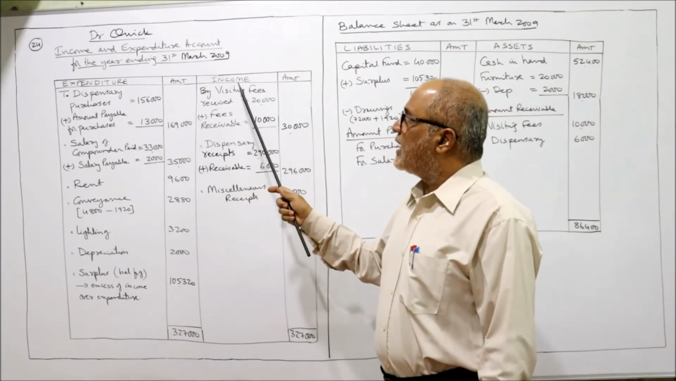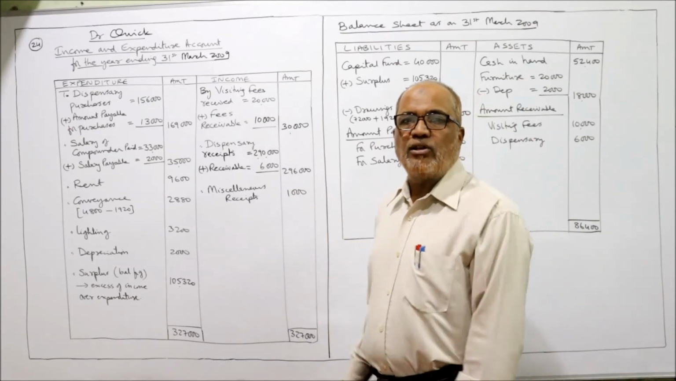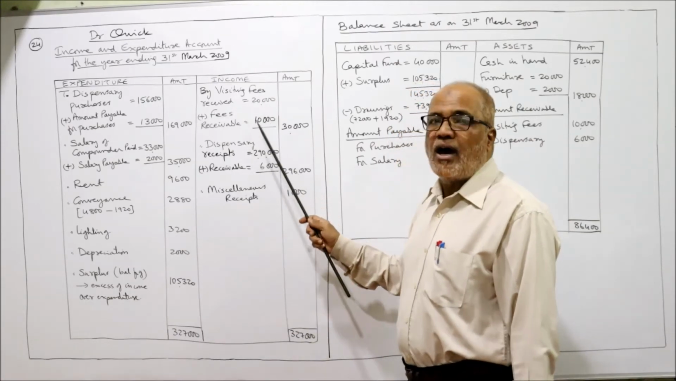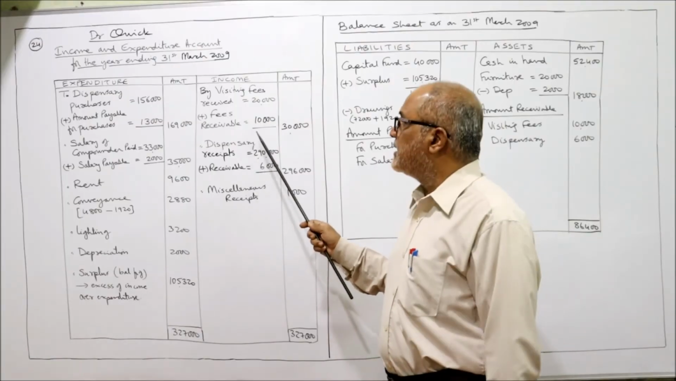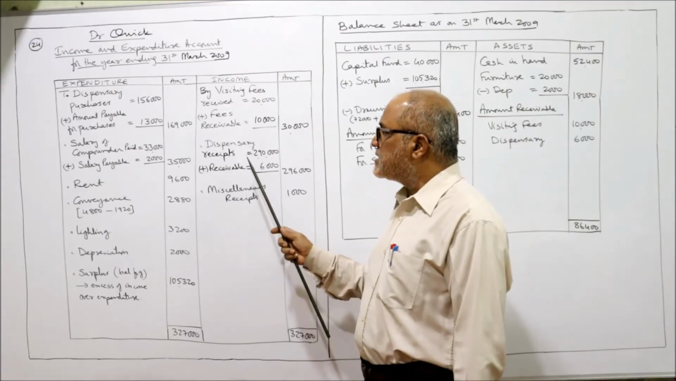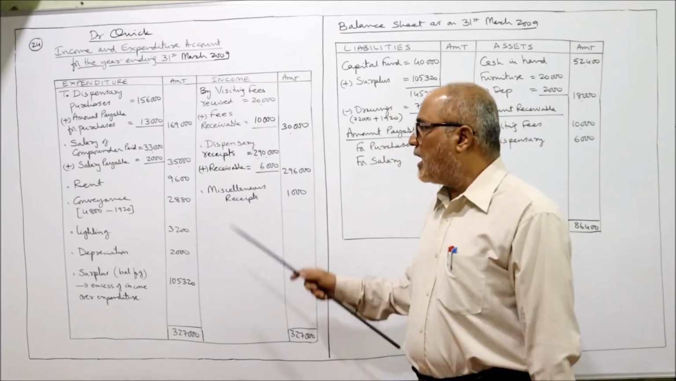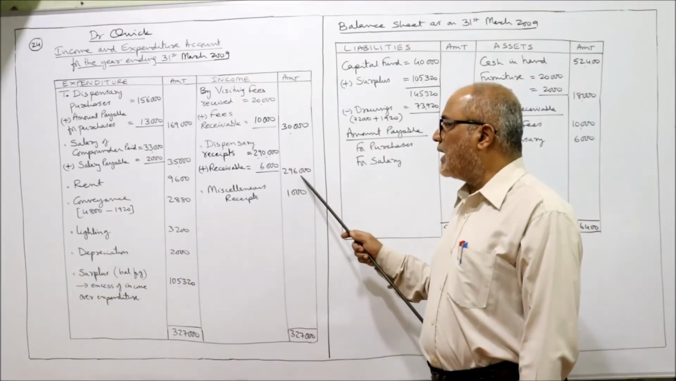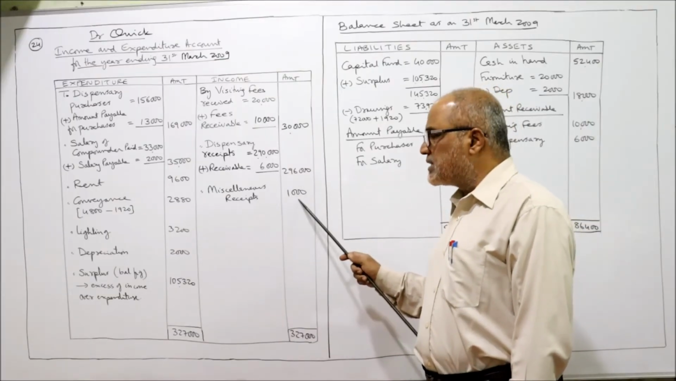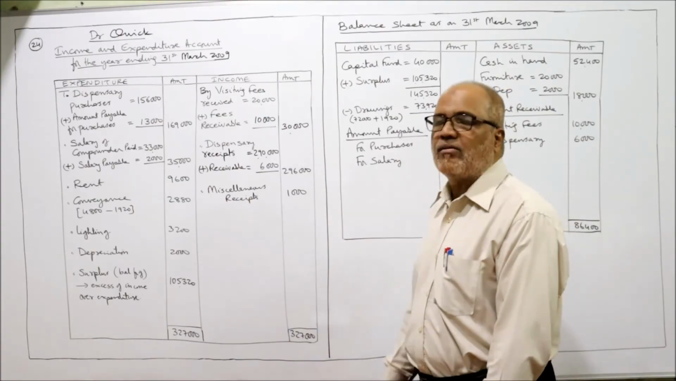Now first I'll take the income. By visiting fees received 20,000. It is given on the receipt side, 20,000 received. And how much is receivable still? 10,000. So total will be 30,000. Dispensary receipts is 2,90,000 given in the problem. And still receivable amount is 6,000. So total 2,96,000. Miscellaneous receipt 1,000 as it is. Take the total of receipt side, 3,27,000.